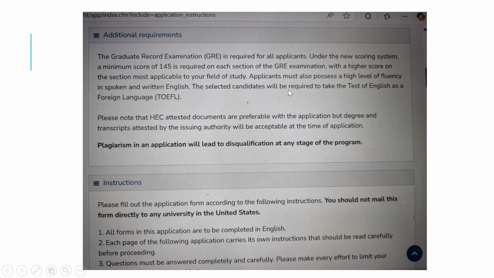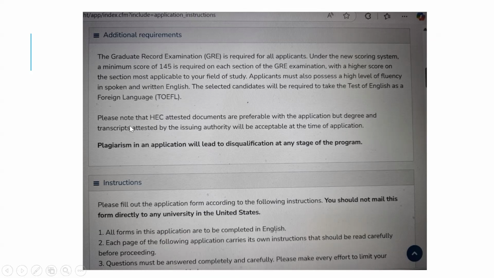Applicants must also possess a high level of fluency in spoken and written English. The selected candidates will be required to take the Test of English as a Foreign Language, the TOEFL. You do not need to take the TOEFL test right now. Those students who are selected for the program at a later date will be notified to take the TOEFL test.